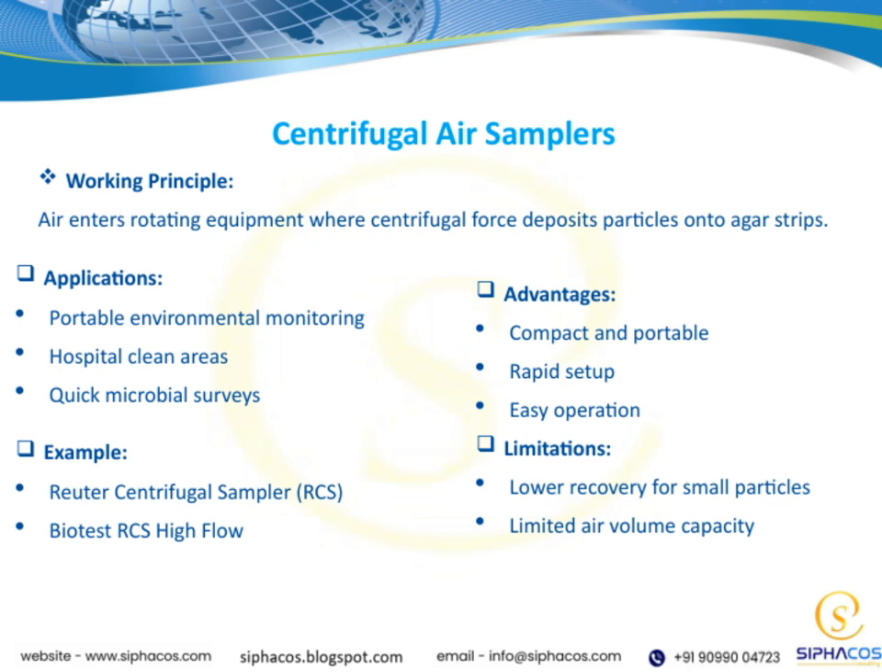These samplers are particularly useful in various applications. For example, they are portable, making them ideal for environmental monitoring in different locations. They're also commonly used in hospital clean areas to ensure air quality remains within safe limits. Additionally, they allow for quick microbial surveys, providing rapid insights into contamination levels. A well-known example of this type is the Reuter Centrifugal Sampler, or RCS. There's also the BioTest RCS high-flow version, which is designed for higher air volumes.